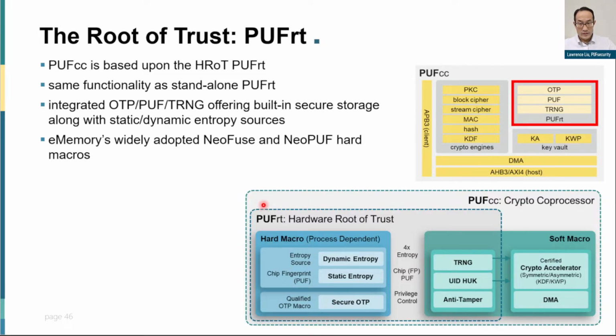So starting with the root of trust, which is PUFrt in this case. As described previously, PUFrt integrates a secure storage, an OTP, the dynamic and static entropy sources of PUF and TRNG, and unique identifier generation, which is all protected by anti-tampering designs. PUFrt is a combination of hard macro and soft macro. So here we have hard macro, soft macro. And extending the soft macro portion of PUFrt to include cryptographic engines and the DMA yields PUFcc.